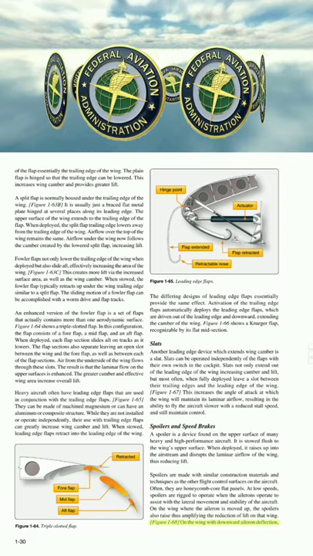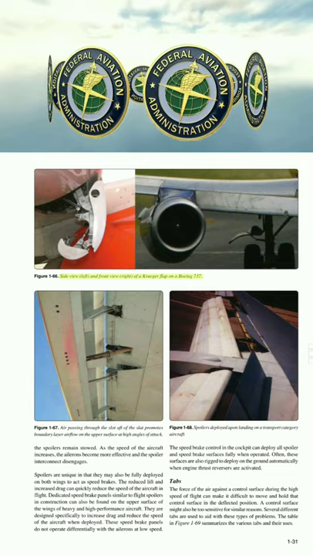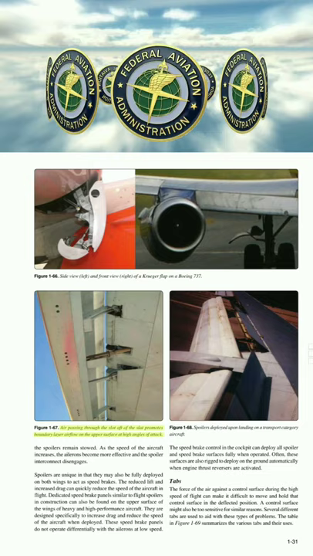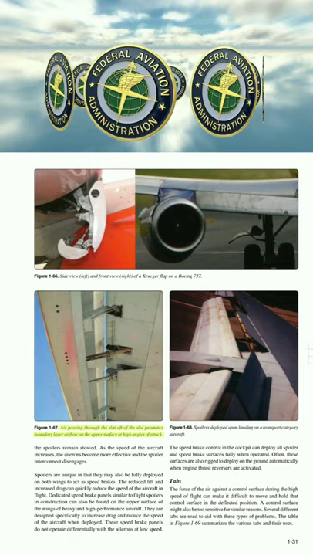Figure 166. Side view left and front view right of a Kruger flap on the Boeing 737. Figure 167. Air passing through the slot aft of the slat promotes boundary layer airflow on the upper surface at high angles of attack. Figure 168. Spoilers deployed upon landing on the transport category aircraft.